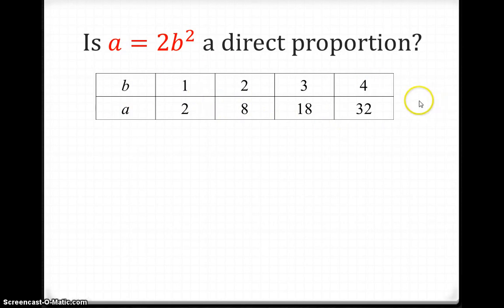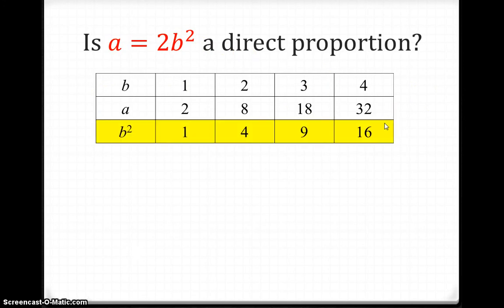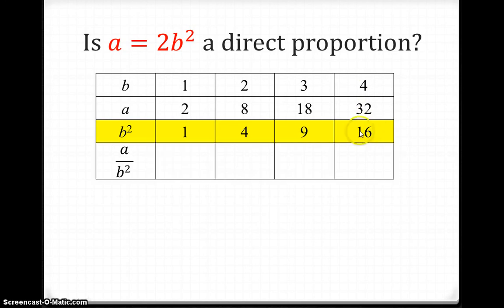But from here, we still do not know whether a equal to 2b squared is a direct proportion. So we need to add one line to find all the values for b squared. So 1 squared is 1, 2 squared is 4, 3 squared is 9, and 4 squared is 16. Then from here, we use a over b squared, because in this case we take a as y and b squared as x.